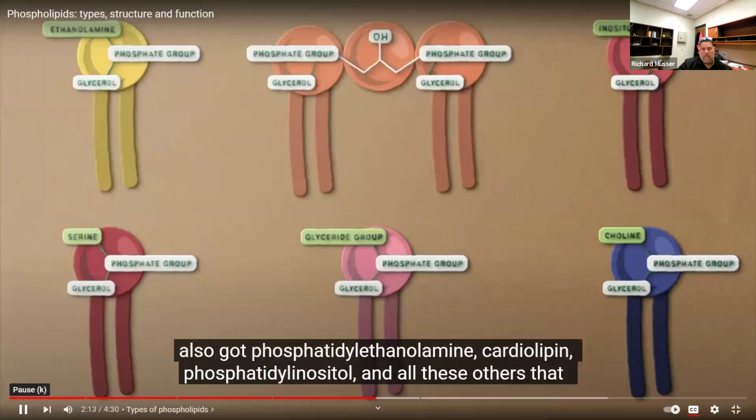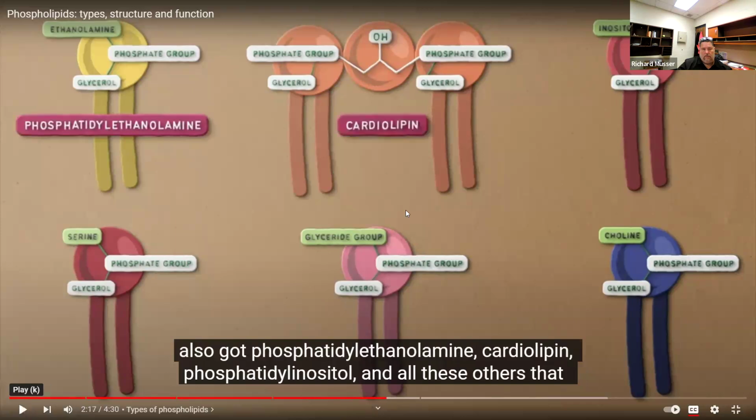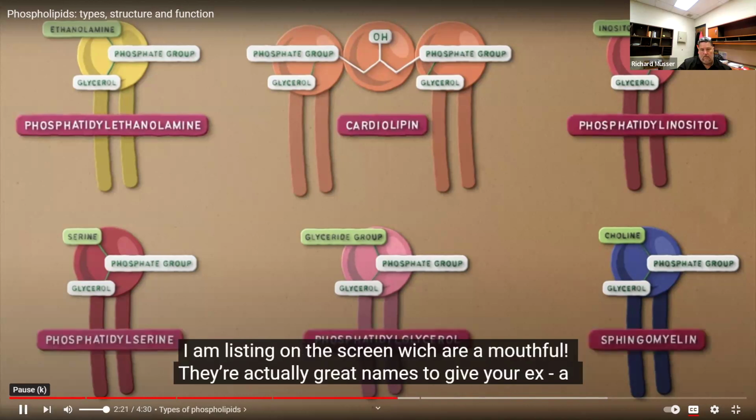You've also got a phosphatidylethanolamine, cardiolipin. Well, here are two phospholipids. So look at all these different names. They're just different phospholipids that I wasn't even really aware of. Phosphatidylinositol, and all these others that I'm listing on the screen, which are a mouthful. So it's really cool to see that and shows how complex some phospholipids are and ultimately cell membranes.